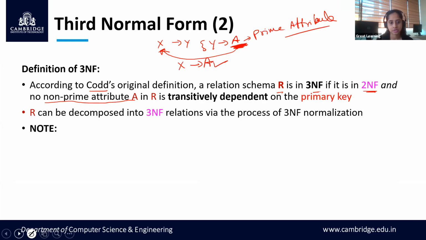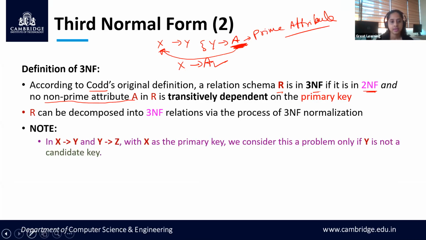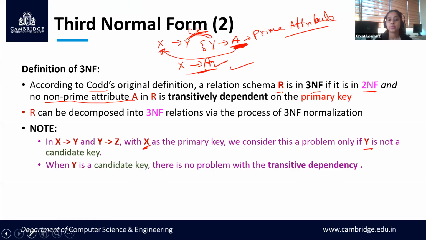And then we have to normalize into 3NF. Let's see here. Yeah, see here they've given an example: X determines Y and Y determines Z, with X as the primary key. We consider this a problem only if Y is not a candidate key. When do you consider this a problem? Even if there is a transitive dependency X to Z, Y should be a candidate key. If Y is a candidate key, then obviously we will not have any problem. So when Y is a candidate key, there is no problem with the transitive dependency.